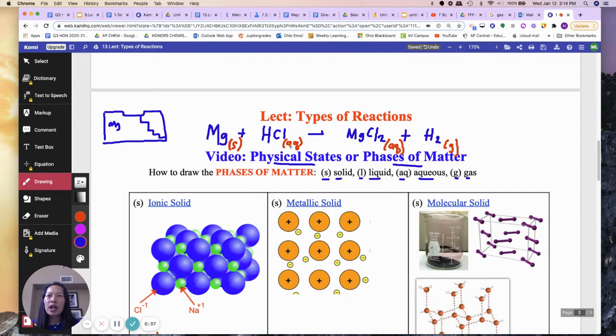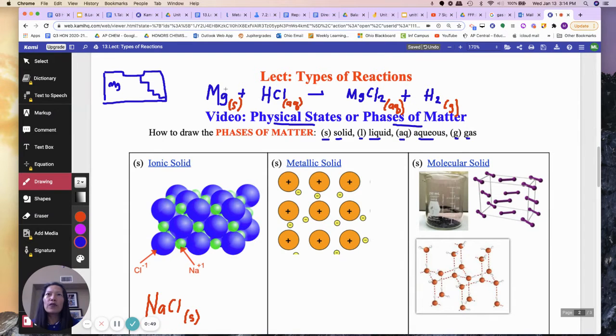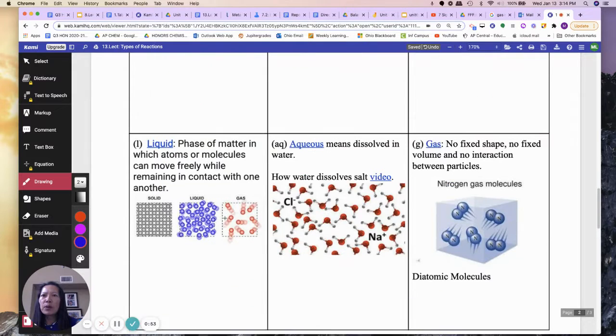Hydrochloric acid is aqueous. MgCl2, magnesium chloride, is also aqueous, and H2 is a gas. If you don't know, I'd have to tell you what those are. I just want to make sure that you have a visual of what the solid means. So if you look at the phases of matter, pretty easy.